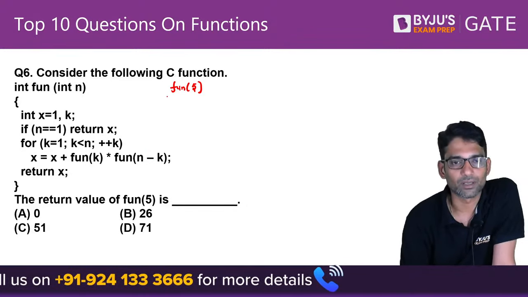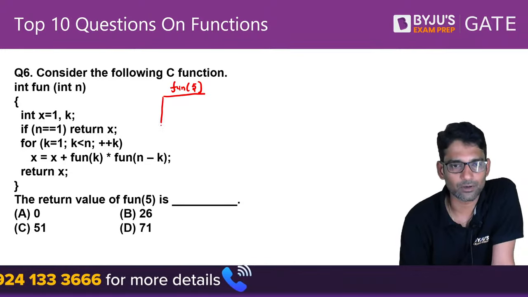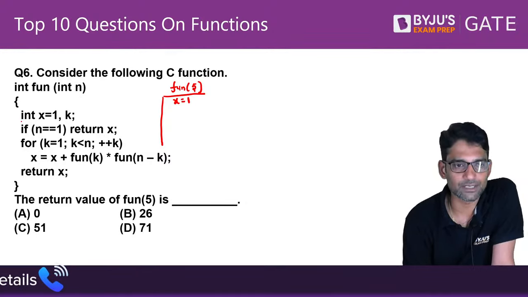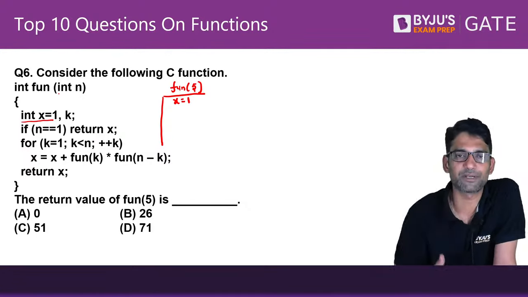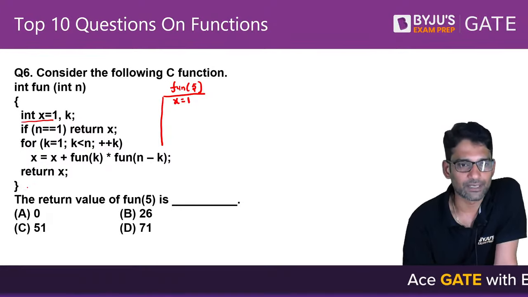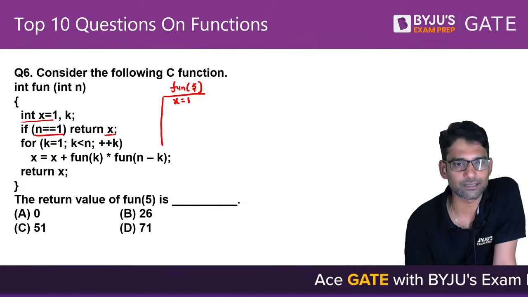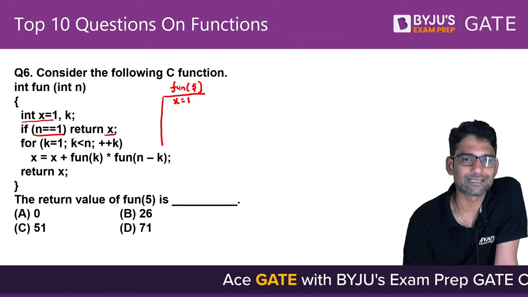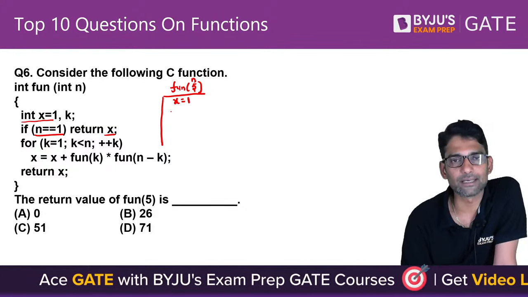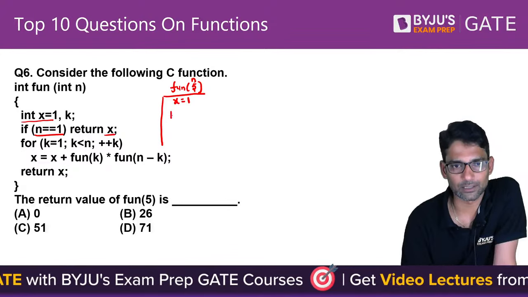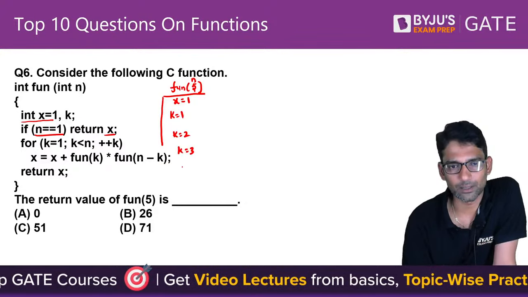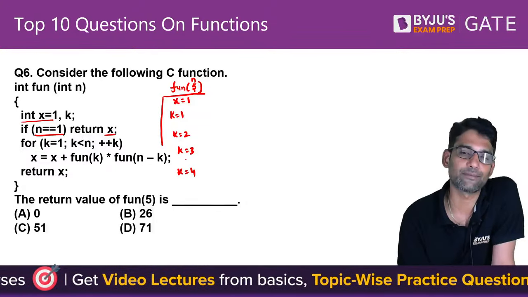Here in this fun of 5, we have x value 1. And observe, this is not a static variable. That means every time you call fun, x is initialized to 1 only. If n is equal to 1, return x, that means return 1. As n is 5 here, there is a loop for k from 1 to n. That means for k1, k2, k3, k4, 4 times this loop runs.